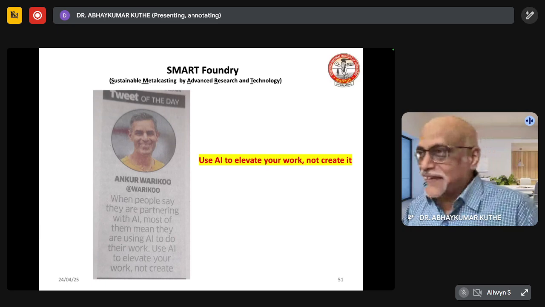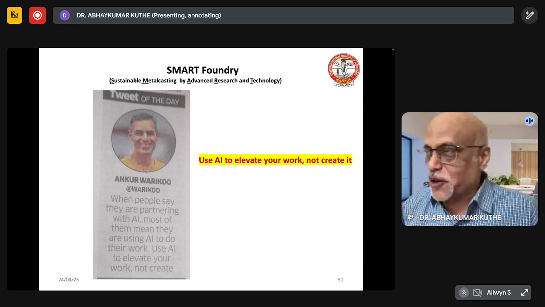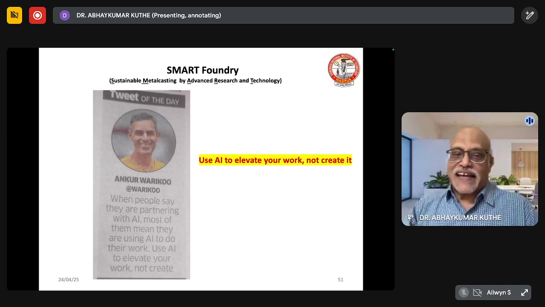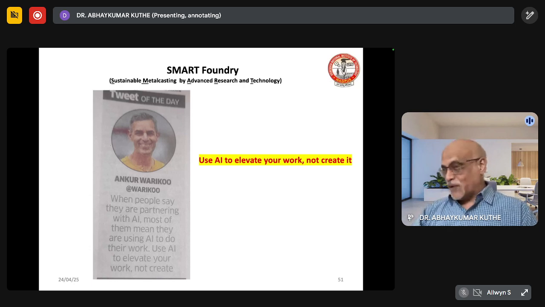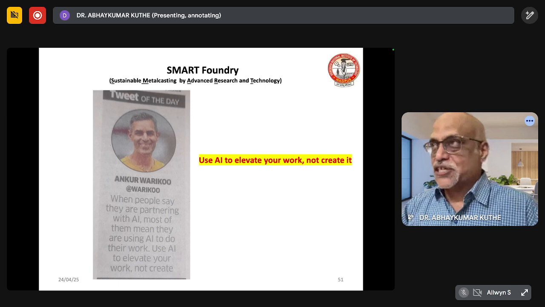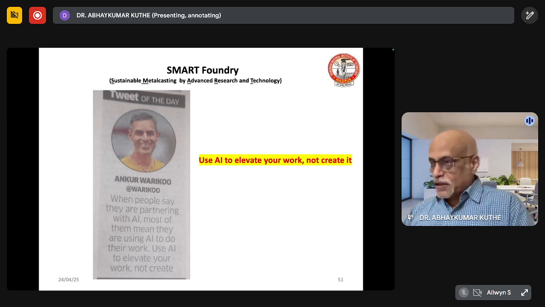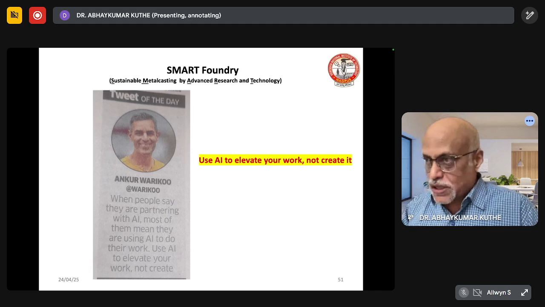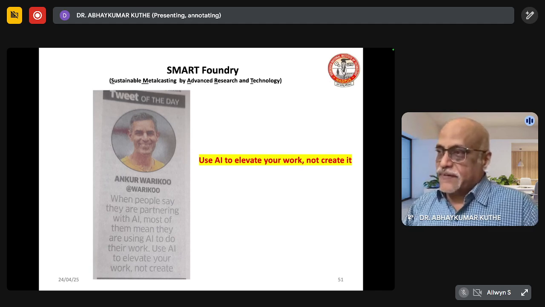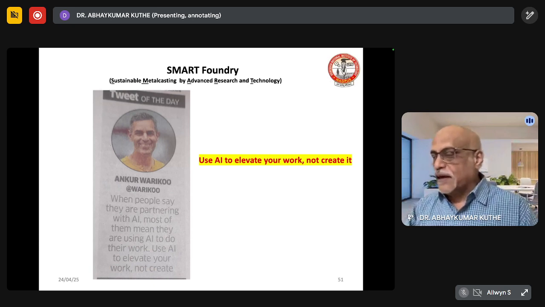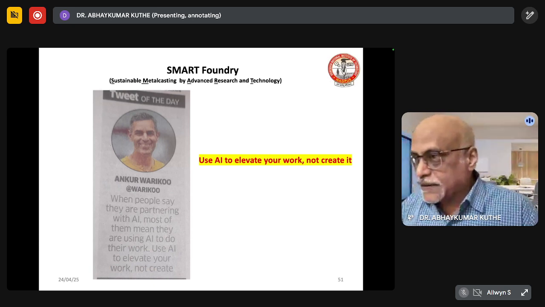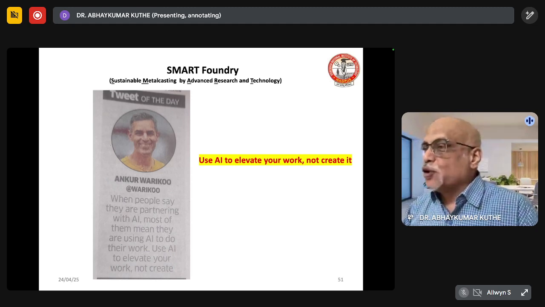But one very nice point, I just read it in the Economic Times 2 days back. They say that when people say they are partnering with AI, that means they are using AI to do their work. What he said was: use AI to elevate your work, not create it. That means, if AI is to be used, try to generate the data, and if you can, get the things developed which will help you in your model.